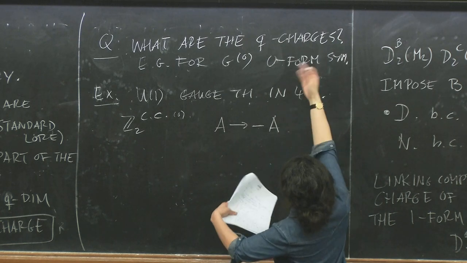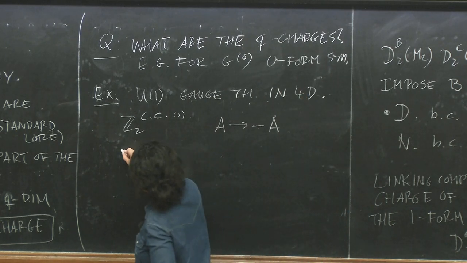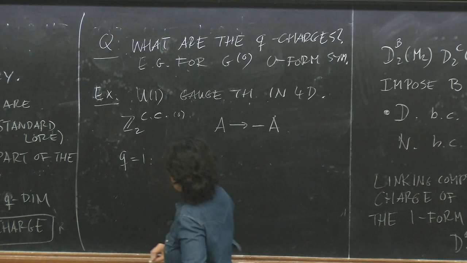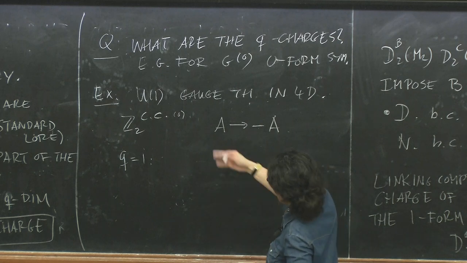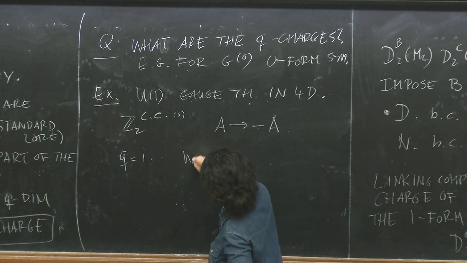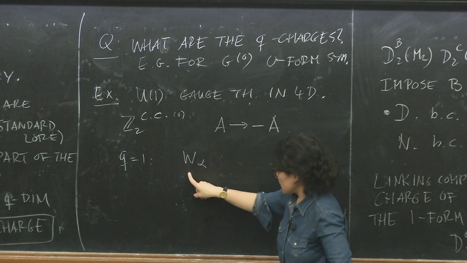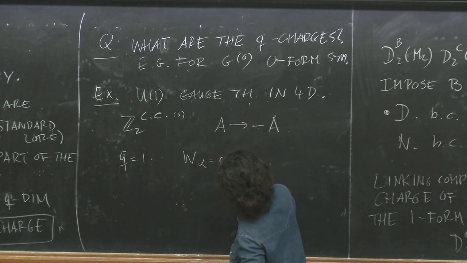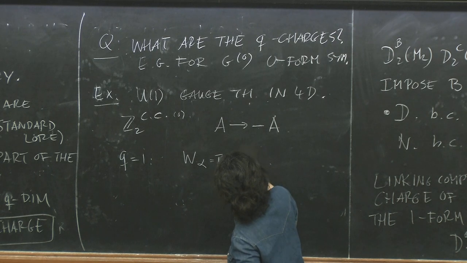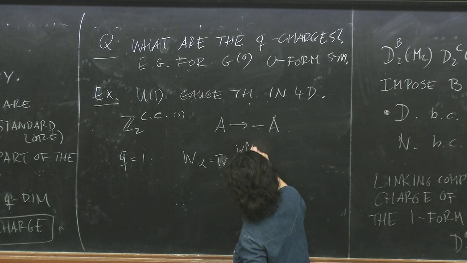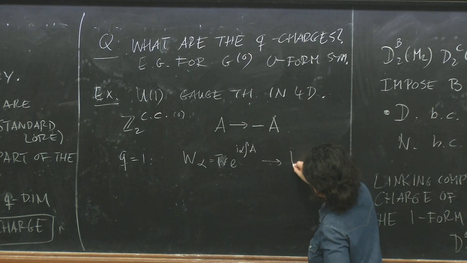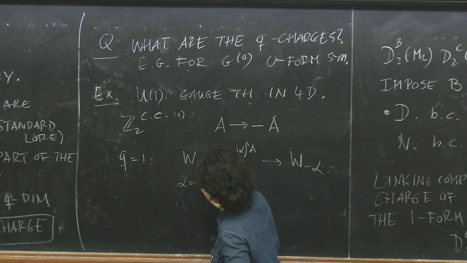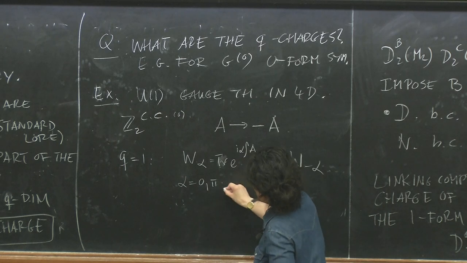We're actually interested in these higher charges. So how does it act on line operators? If q is equal to 1, how does it act? We know the Wilson lines. Remember, these are just e to the integral of A, so W alpha goes to W minus alpha, except when alpha is equal to 0 or pi, when it's invariant.